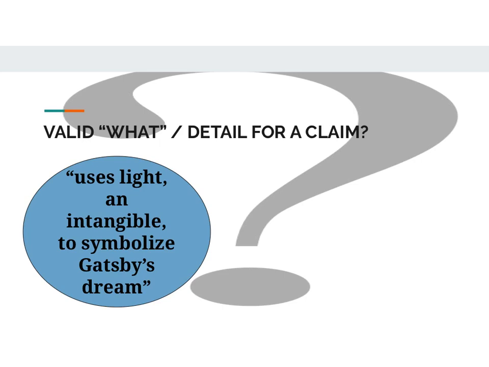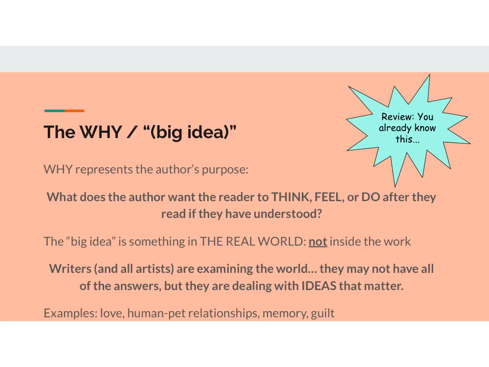Here's another example. The author uses light, an intangible, to symbolize Gatsby's dream. We haven't gotten to the importance, but is that a reasonable detail? Yes, it is. It's specific enough. Then we get to the why, or the big idea. So the big idea in the thesis driving question, or the why in the what why paragraph.